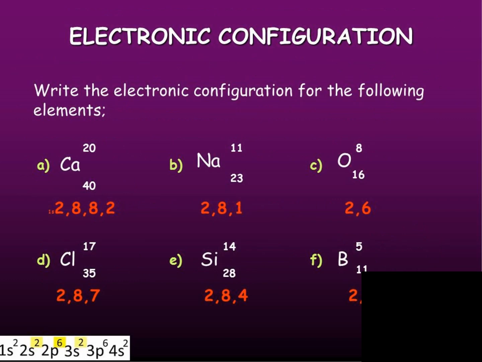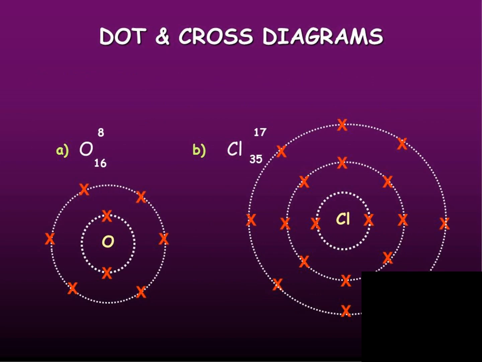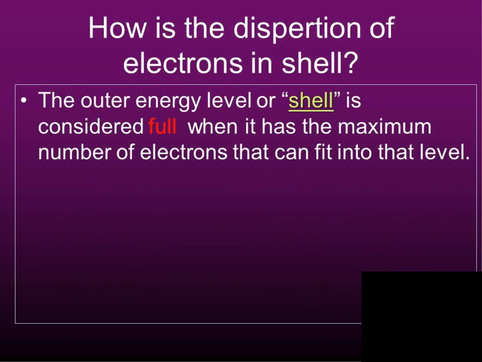And we can also write the electronic configuration for all of these, such as silicon. How is the distribution of electrons in a shell? The outer energy level of a shell is considered full when it has the maximum number of electrons that can fit into it. ఎప్పుడు full అవుతుంది, దాంట్లో ఎన్ని number of electrons? For example, s orbital లో 2 electrons ఉంటాయి. So we take that as full, shell అనేది full అయింది అని అర్థం.